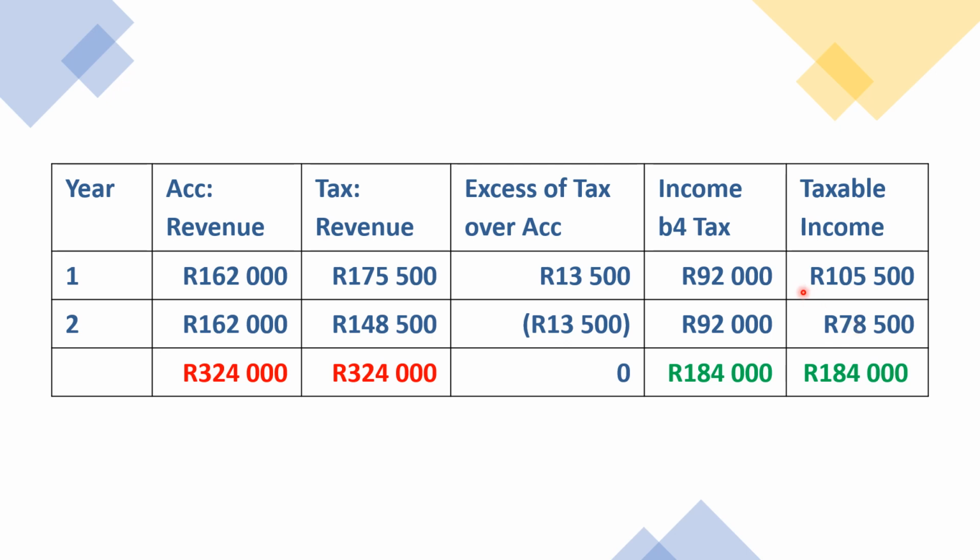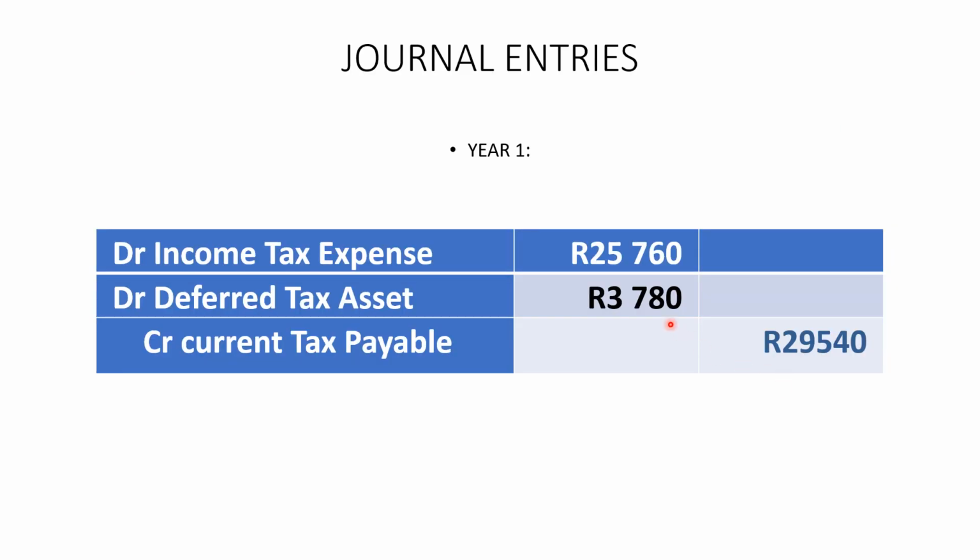Okay, again, I want to emphasize, if you take both profits before tax for the 2 years and add them, it's going to give you 184. If you take taxable profit also for the 2 years, it's going to give you 184. But you see, what is the difference? It's just the timing difference. The amount is still the same, but only the timing creates that difference. Okay, so let's put it in a journal.